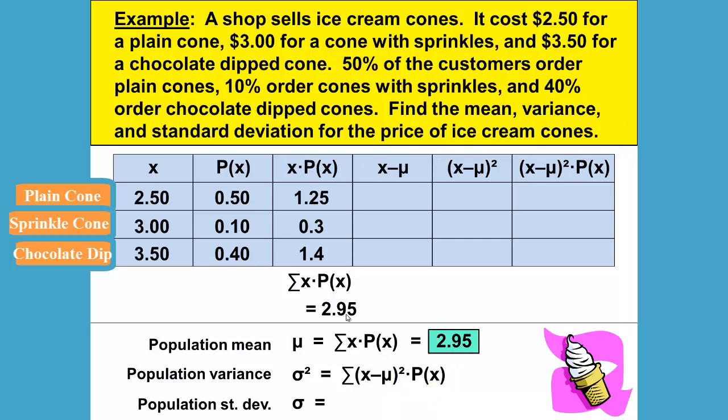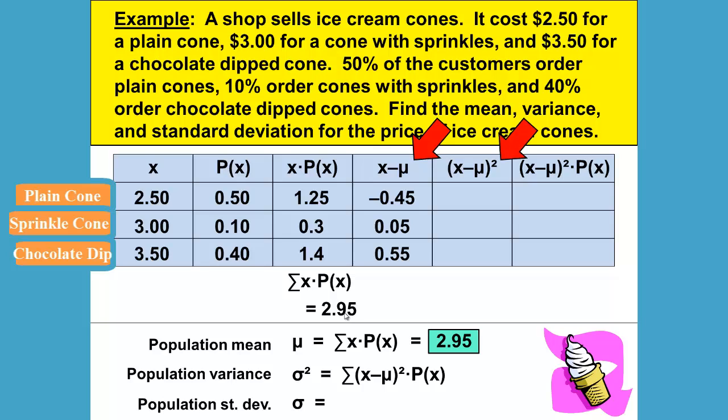Now to do the actual calculations, back to the 4th column, the first step in finding the variance, x minus the mean, or x minus mu. We'll simply take $2.50 minus $2.95, $3 minus $2.95, and $3.50 minus $2.95. And that gives us the 4th column.